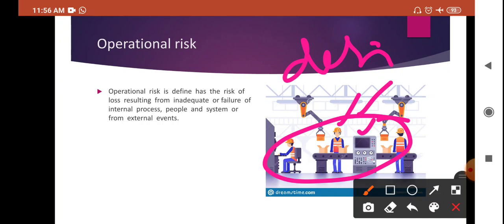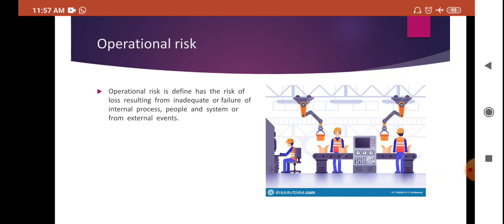So operational risk is defined as the risk of loss resulting from inadequate or failed internal processes, that is machineries, people, that is the laborers who are working there, and the systems, the design process, or from external events. So if there is any effect from outside on the machines, the people who are working there, and the designed process that must be followed for the expected outcome, that is called operational risk.